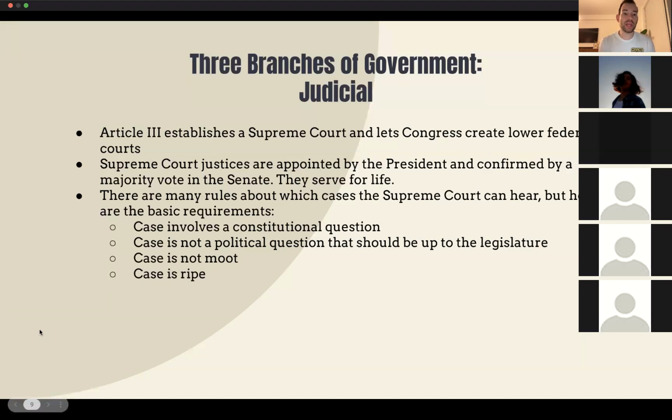Fourth, the case is ripe. So just like a piece of fruit, when it's ready to eat, it's ripe. When a case is ready to be heard by the Supreme Court, when it's worked its way through the court system, then it's ripe, then it's ready to be heard.